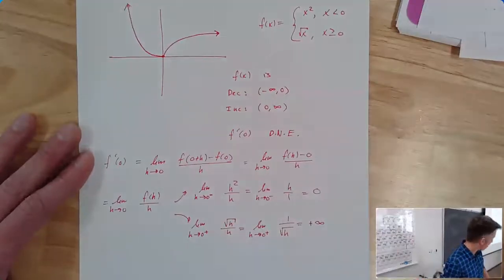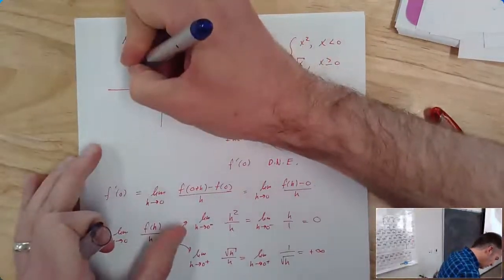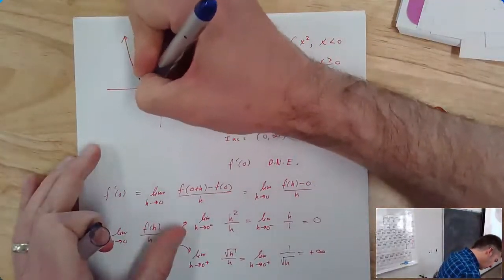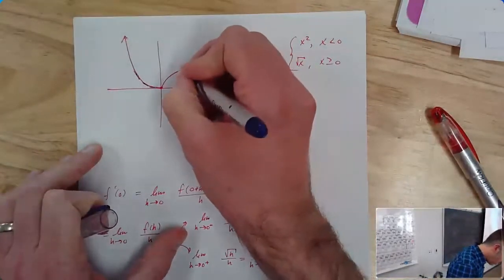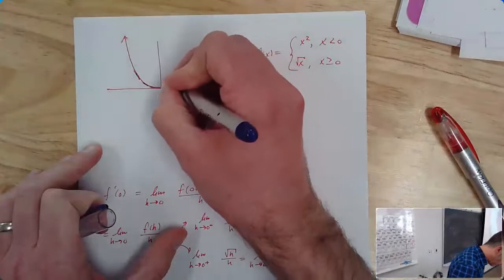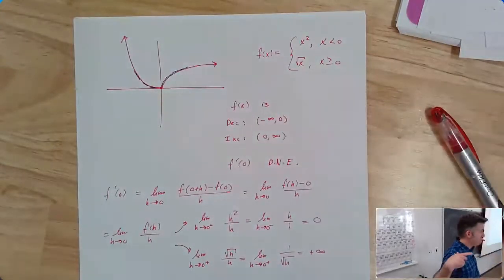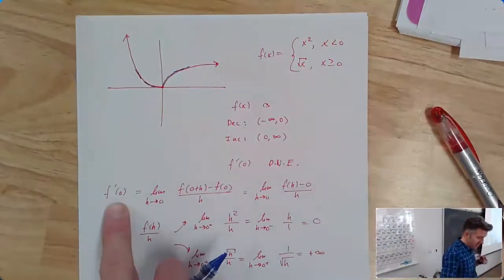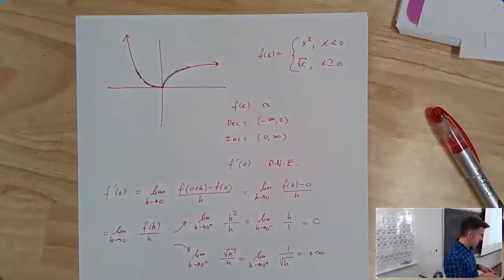Which we can see from the graph, right? Here, definitely the slopes of the tangent lines are getting closer and closer to being 0. Here, the slopes of the tangent lines are getting steeper and steeper, closer to infinity. So since the left and the right hand side of this limit don't match, the limit doesn't exist, and the limit is what the derivative is defined to be, so the derivative does not exist.